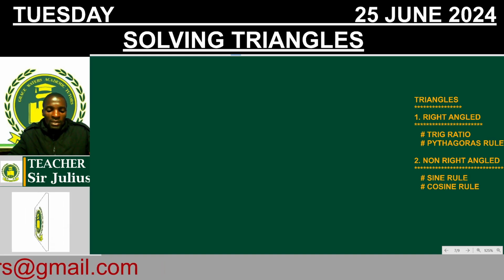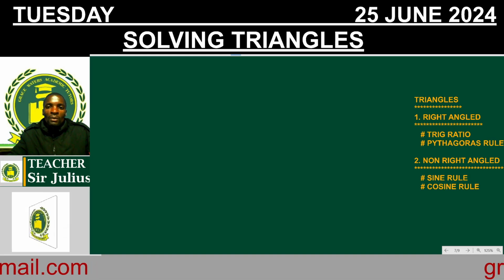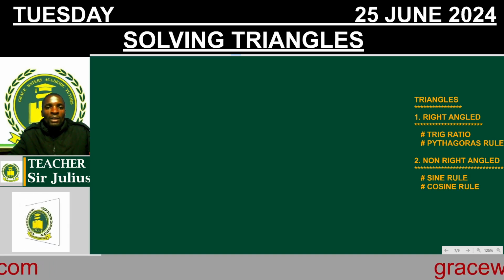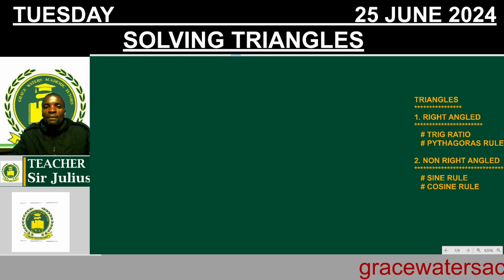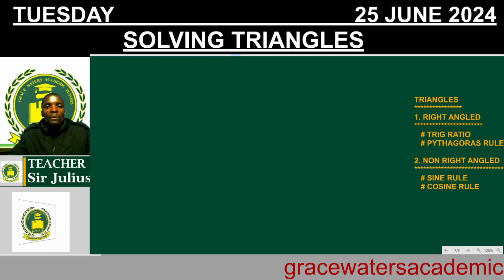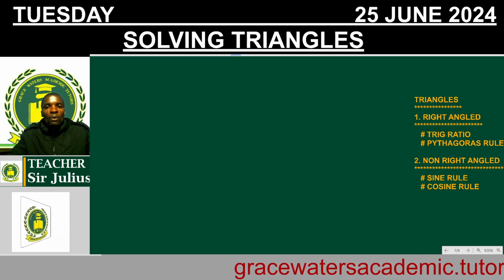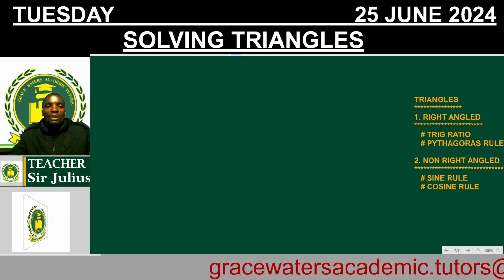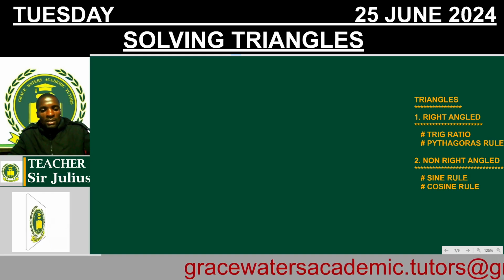I'm going to just give you a clue by saying that we agree that when we are solving right-angled triangles, it's either we use the trig ratio rule or we use the Pythagoras rule. When we are solving non-right-angled triangles, it's either we use the sine rule or the cosine rule. This is what we agreed in the previous video, but unfortunately, because of time, I didn't manage to get into questions. So this video is going to give you enough examples on the application of all those four rules. Let us not waste time, but quickly jump into the questions.